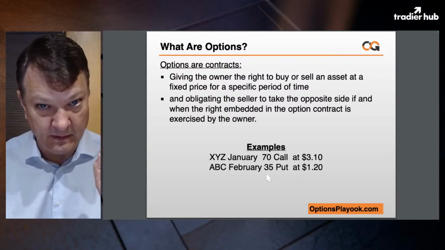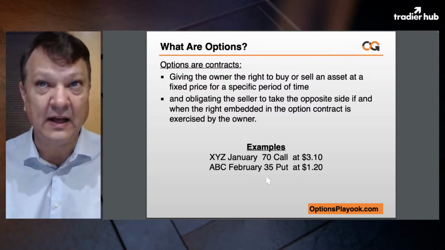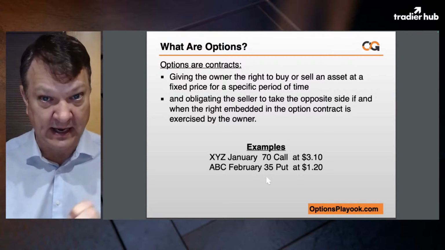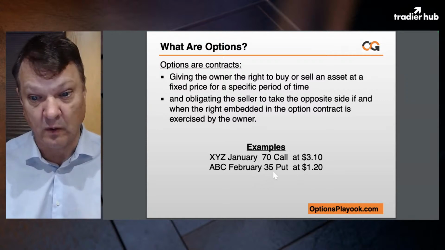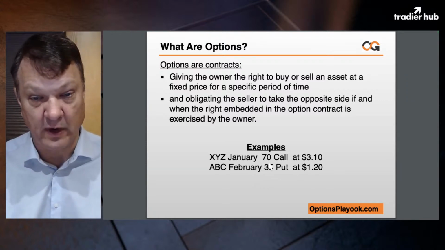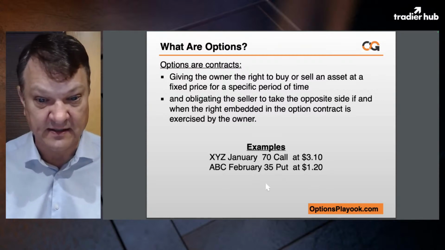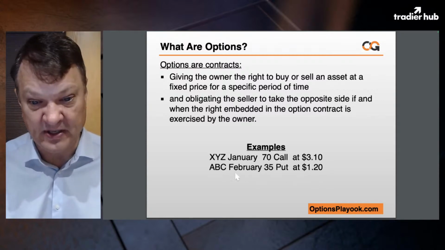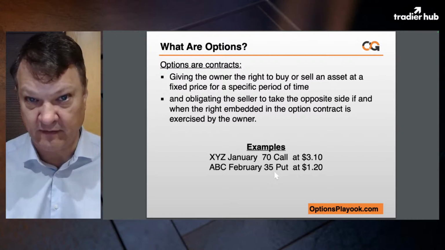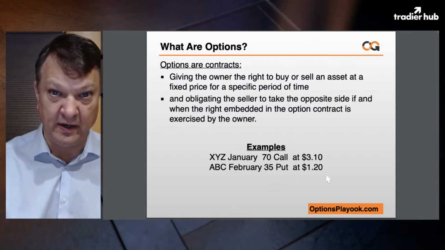And the important points, the cliff note of that contract, is what shows up in the quote. So in our example down here, we have XYZ. We have a January expiration. We have a 70 strike call trading for $3.10. On the ABC put, February expiration, 35 strike put, trading for $1.20. Those are the important things.